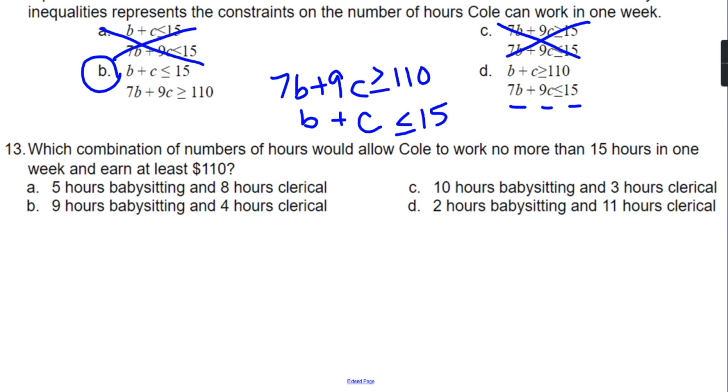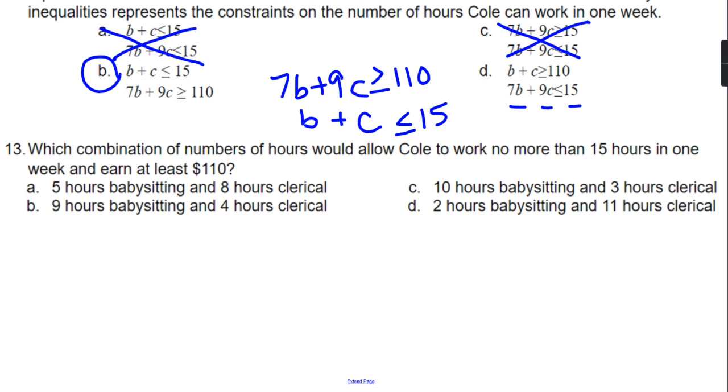So if you look at the choices, choice A is 5 and 8, that's 13 hours. Choice B, 9 and 4, that's 13 hours. C is 10 and 3, also 13 hours. And D, 2 and 11, also 13 hours. So notice they're all 13 hours. So they all work for the second inequality. So I can't eliminate any choices based on hours. I just have to check how much money he's making for each combination.